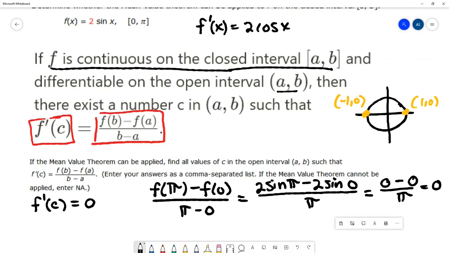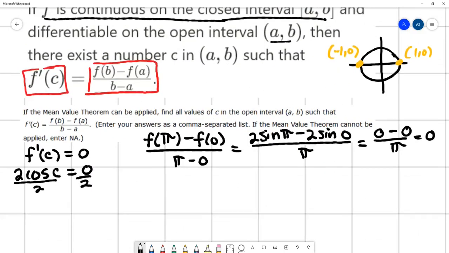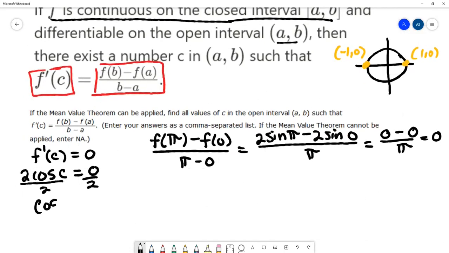Now I've already calculated the derivative up here, so I can substitute that into the left-hand side. 2 cosine of c equals 0. And now I want to solve this equation to see when cosine is equal to 0. I'm going to divide by 2. And that gives me cosine at c is equal to 0.